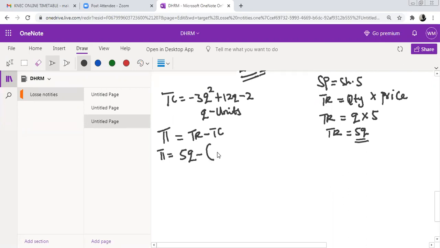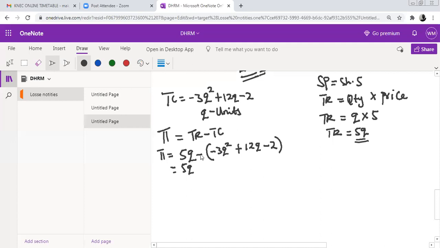Remember, total cost, you put it into bracket. So total cost is negative 3Q squared plus 12Q minus 2. So I want us to work that out so that we see what we are going to get. So this one is going to be 5Q. This negative will affect the signs that we have inside the bracket. But I want you to note, when you are subtracting total revenue minus total cost, the equation for total cost must always be in bracket.